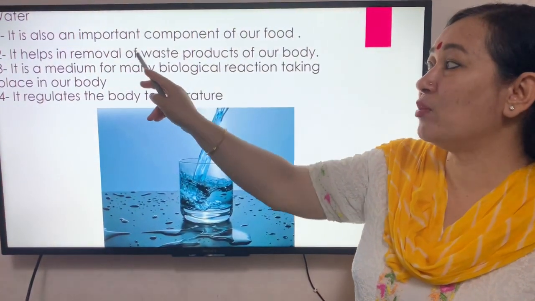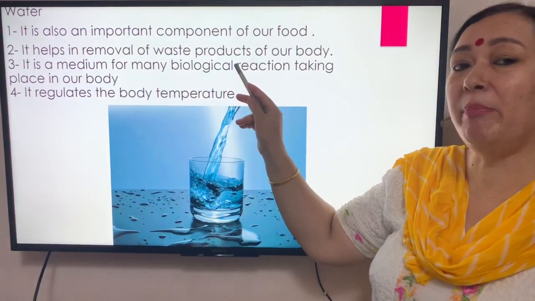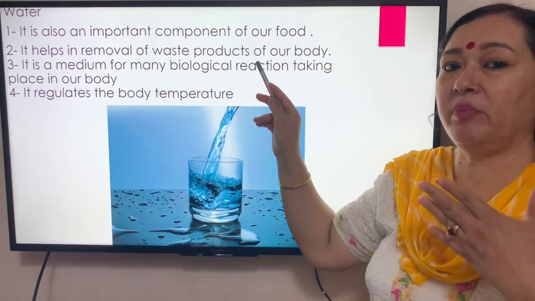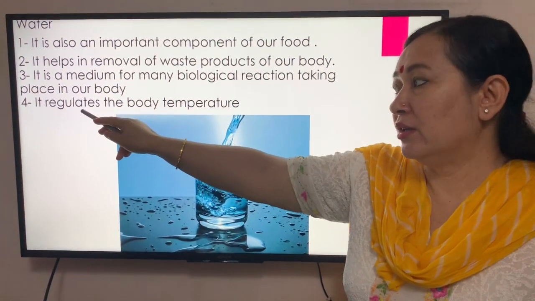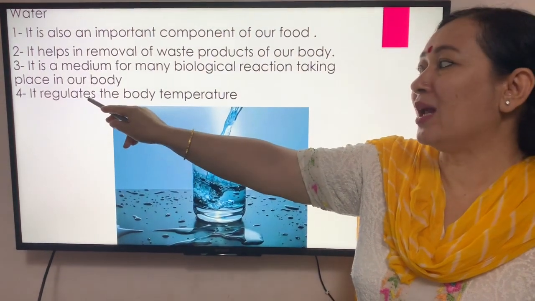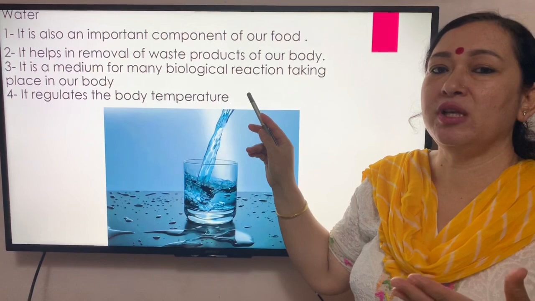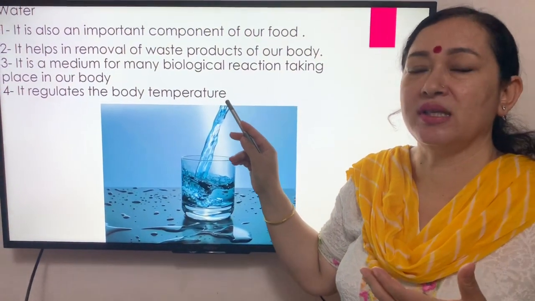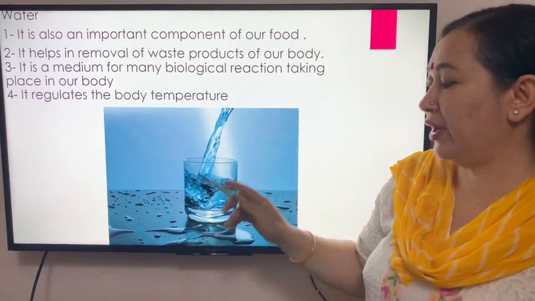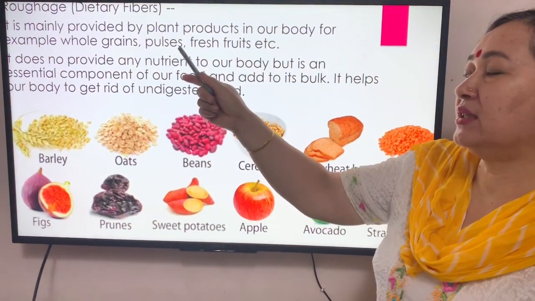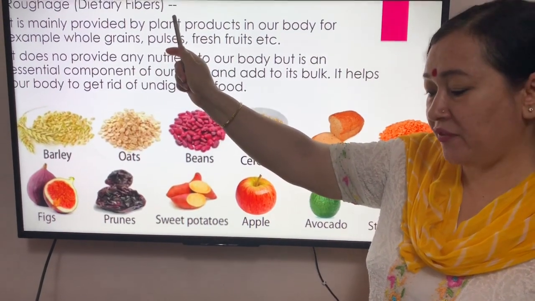It helps in the removal of waste products from our body. It is a medium for many biological functions that are taking place inside our bodies. And last but not the least, it helps to regulate our body temperature. That is why you feel so thirsty during the summer seasons, because your body needs a lot of water to remain hydrated.